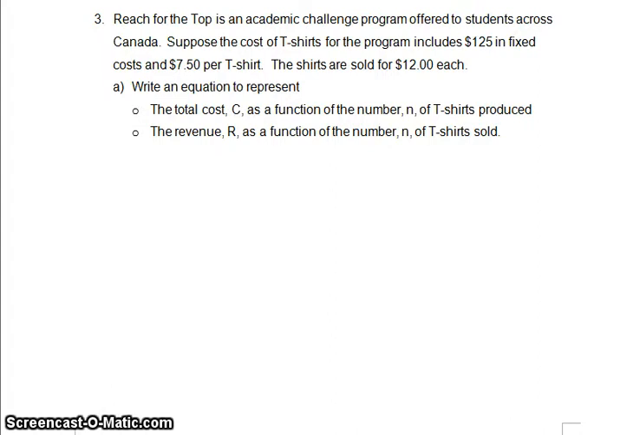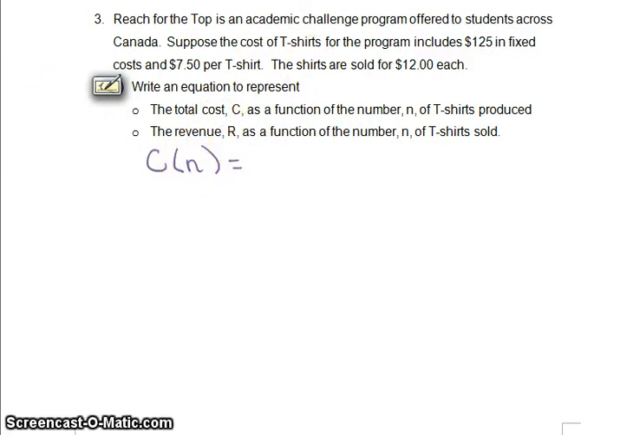So for part A, we need to write an equation to represent, first, the total cost, C, as a function of the number N of t-shirts produced, and second, the revenue R as a function of the number N of t-shirts sold. Our first one is the total cost, so that'd be C. Normally we represent this using C of N. Our little x coordinate will be N instead.